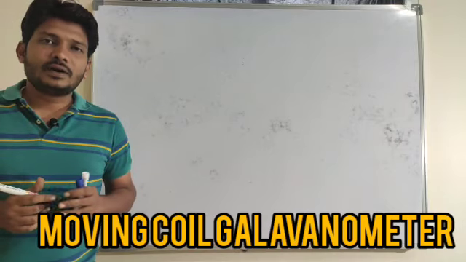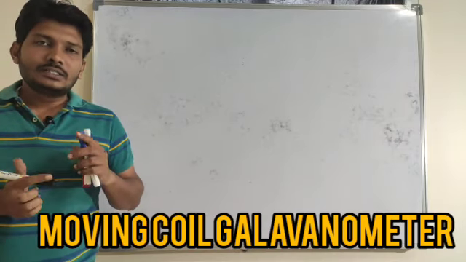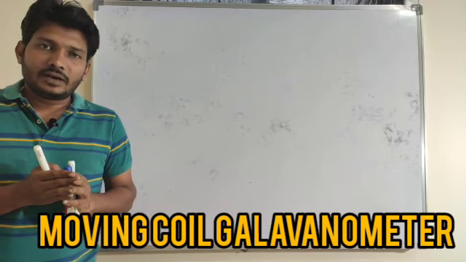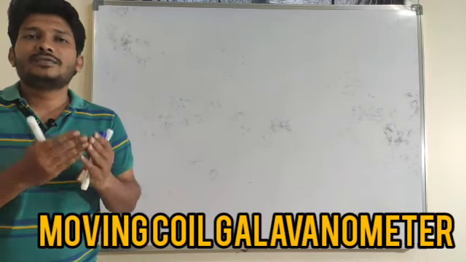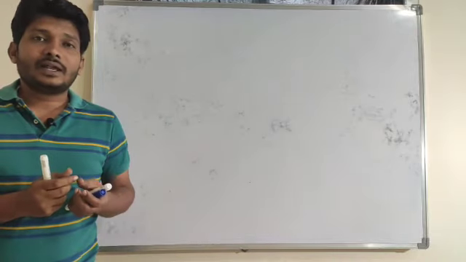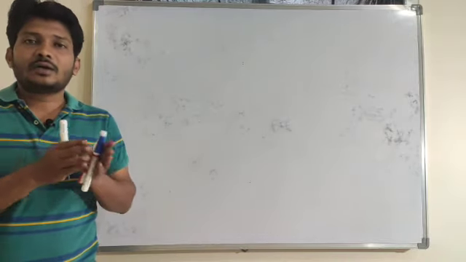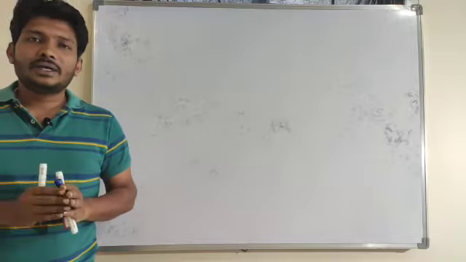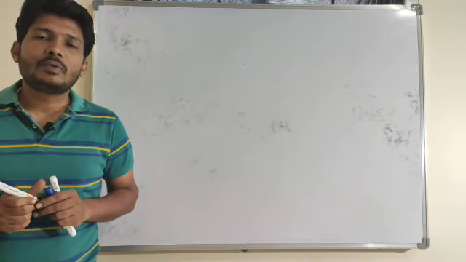Today we will be discussing some neat applications of the force acting on a rectangular coil when that coil is placed in a uniform magnetic field, and we will discuss the moving coil galvanometer. We will see how to convert a galvanometer into an ammeter and a galvanometer into a voltmeter. Lastly, we will discuss the Bohr magneton.